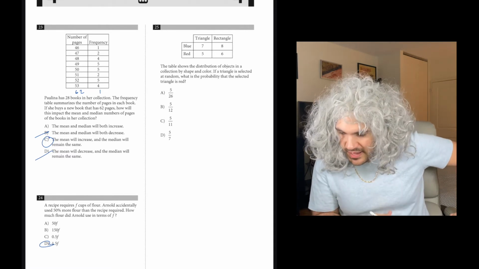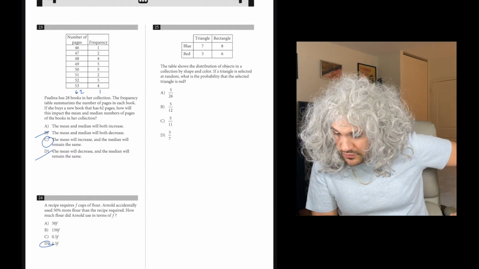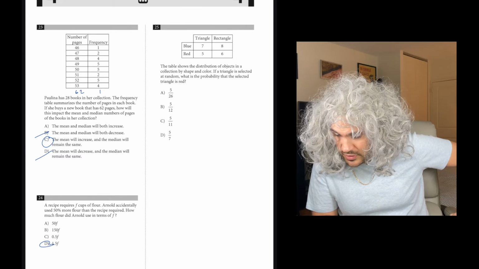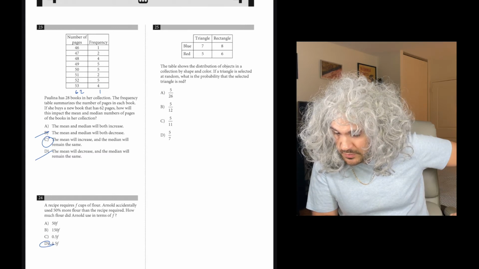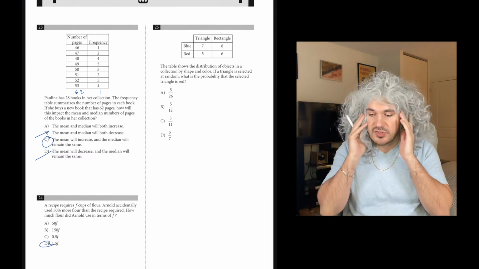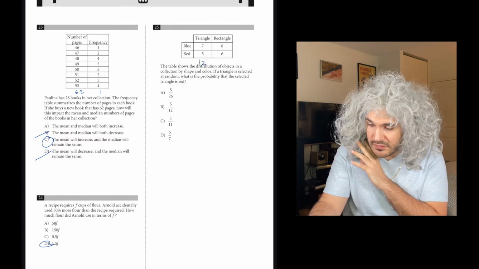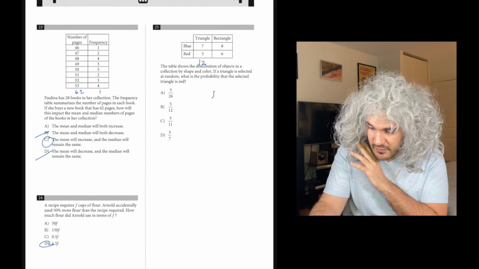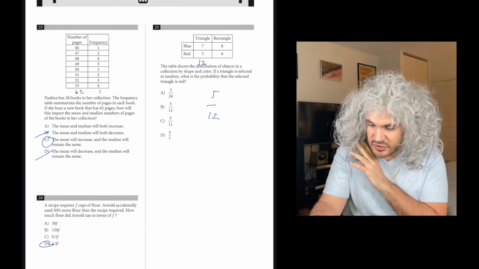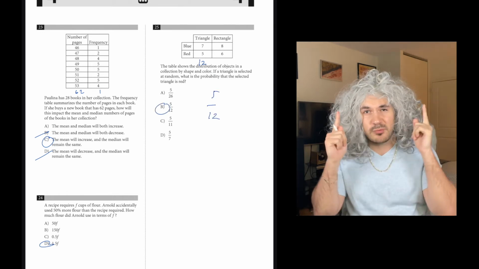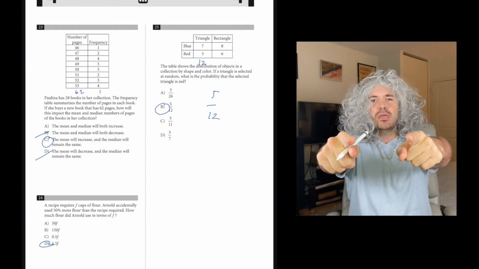Number 25. A table shows the distribution of objects in a collection by shape and color. If a triangle is selected at random, what is the probability it's going to be red? So we're selecting a triangle. We have a total of 12 triangles. Out of that 12, 5 are red. So our answer is 5 out of 12. B.